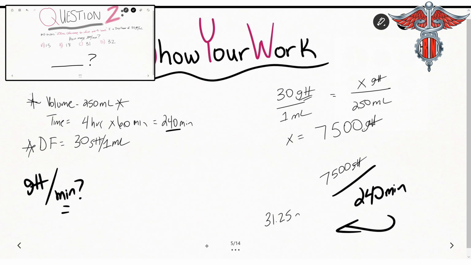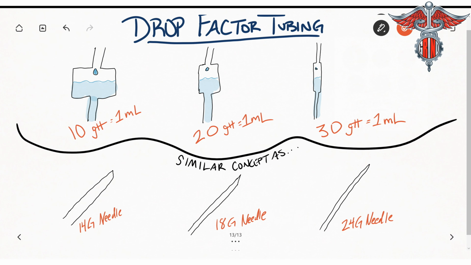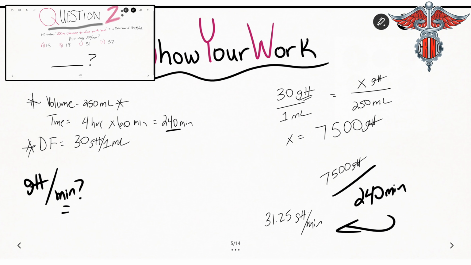31.25 drops per minute. Now, an important thing for you guys to understand here, we're talking about drops. This is why it's important to conceptualize what we mean when we're talking about drop factor tubing. We're talking about actual drops of fluid. You cannot have 0.25 drops of fluid, right? You can't have 31.25 drops. It's either 31 or 32.